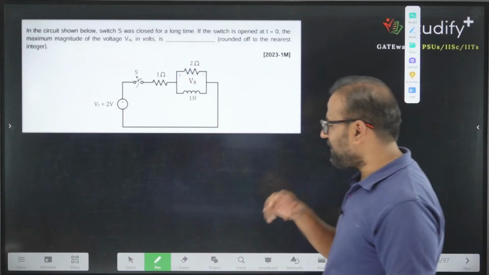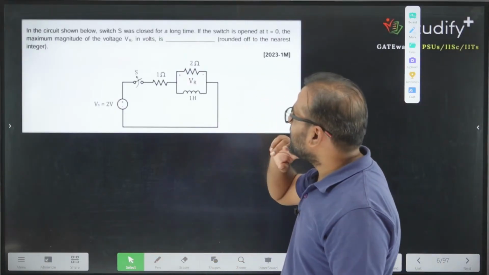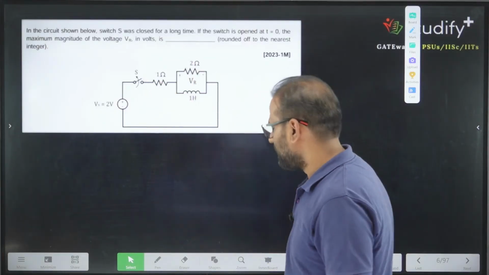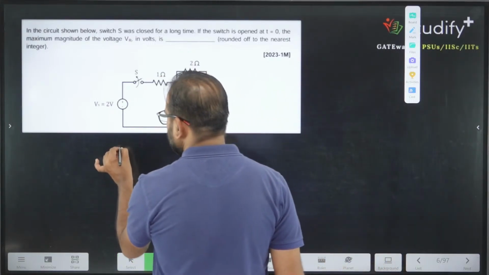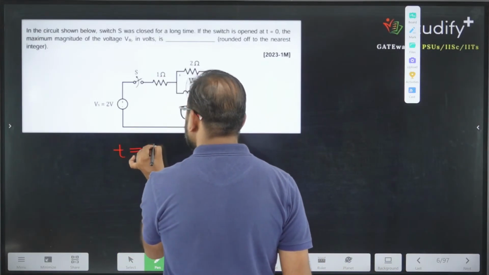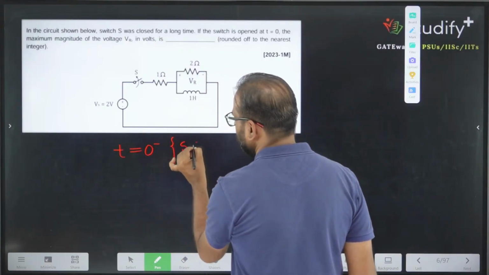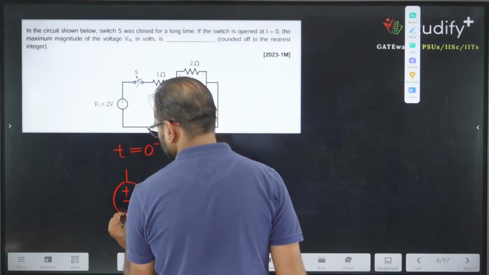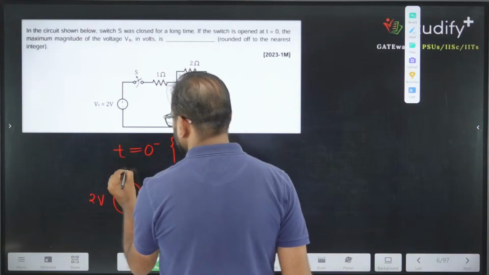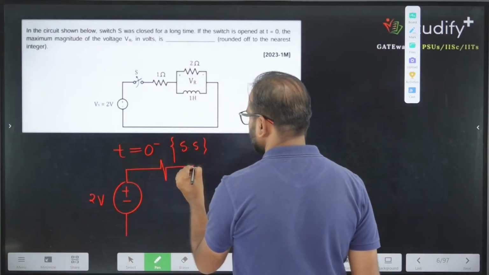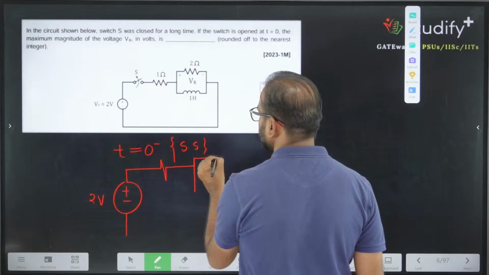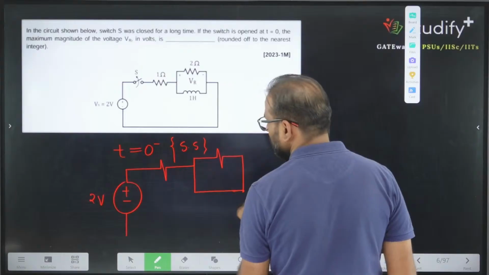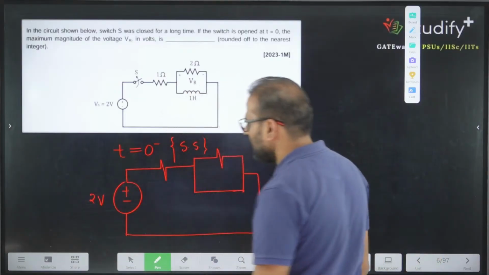Okay, this is again one previous year question. What they are asking: in the circuit shown, the switch is closed for a long time, then it is opened. So for t less than 0, at t equal to 0 minus at steady state, how will our circuit behave? This is 2 volt. This is one resistance, this is one resistance, and this is one inductor, and this is our circuit at IL(0 minus).